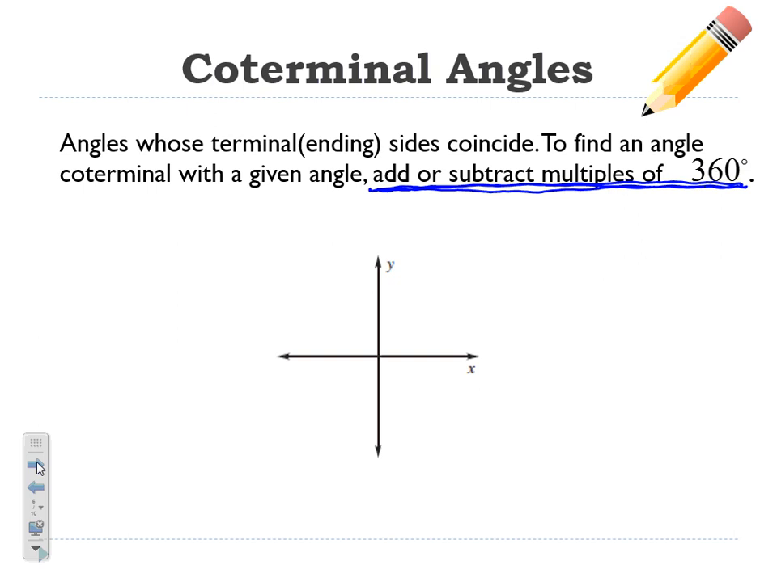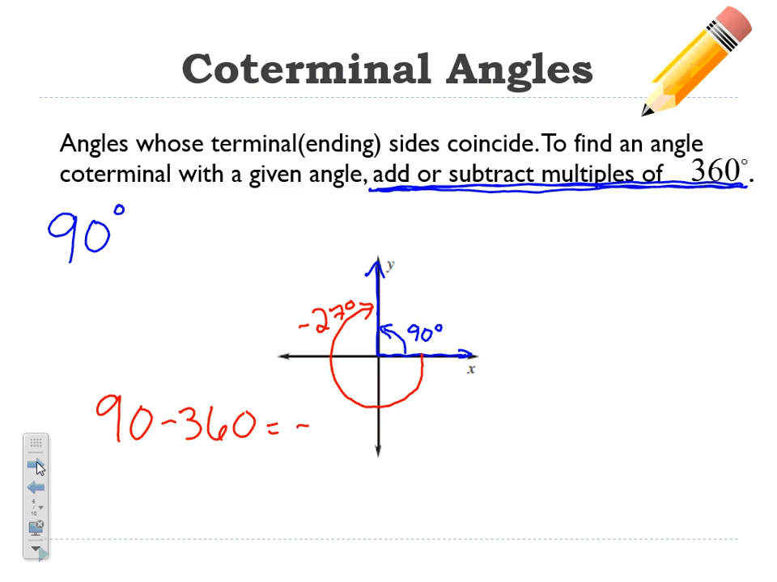So for example, if I wanted to do 90 degrees, so I start here, I go to 90, and now if I wanted to find a positive or negative one from 90, so negative, I start at my initial side, I go all the way around, and that's going to be negative 270. And if I try this, 90 minus 360 equals negative 270.